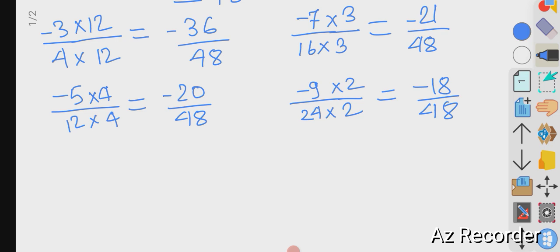Now we just have to arrange them. We have to arrange in ascending order. So we will look for the smallest one. The smallest one is this one, minus 18 upon 48. Originally it was what? Originally it was 9 upon minus 24. Okay, so we will write this first.